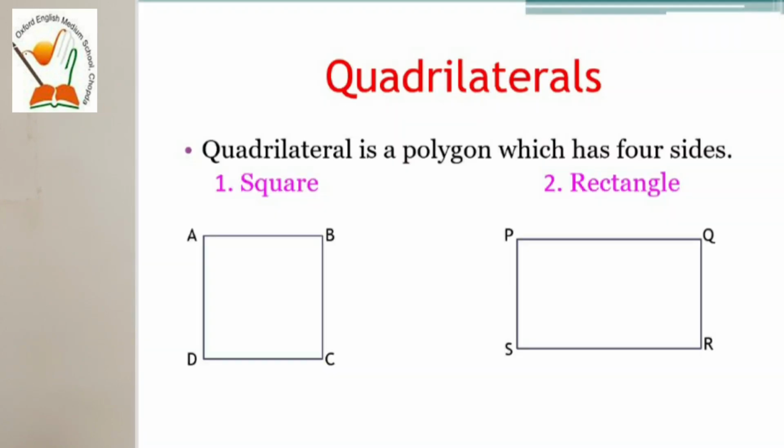Now let us learn about quadrilaterals in detail. A polygon having 4 sides is called a quadrilateral. Square is a quadrilateral. Square has all 4 sides equal. Angles are of 90 degrees. Every angle of a square is 90 degrees. Second one is rectangle. In this rectangle, opposite sides are equal. And each angle of this rectangle is 90 degrees.